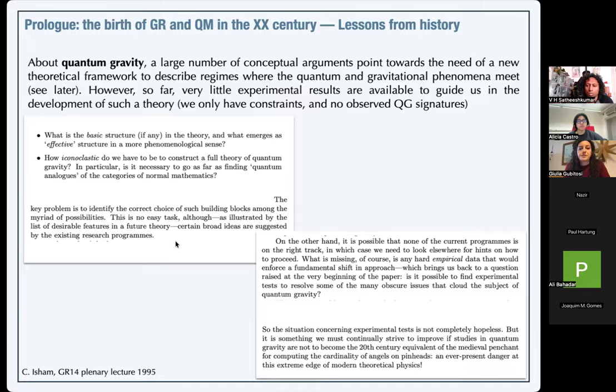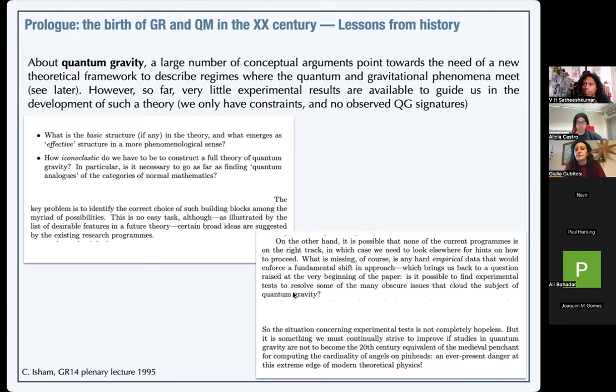He mentions that certain broad ideas are suggested by existing research programs, and this is something I will come back to several times during my lectures. This is the very end of his talk, the proceedings of the talk, so the very end of the article. You can find it on arXiv. He goes on to say, on the other hand, it is possible that none of the current programs is on the right track, in which case we need to look elsewhere for hints on how to proceed. What is missing, of course, is any hard empirical data that would enforce a fundamental shift in approach, which brings us back to a question raised at the very beginning of the paper. Is it possible to find experimental tests to resolve some of the many obscure issues that cloud the subject of quantum gravity?